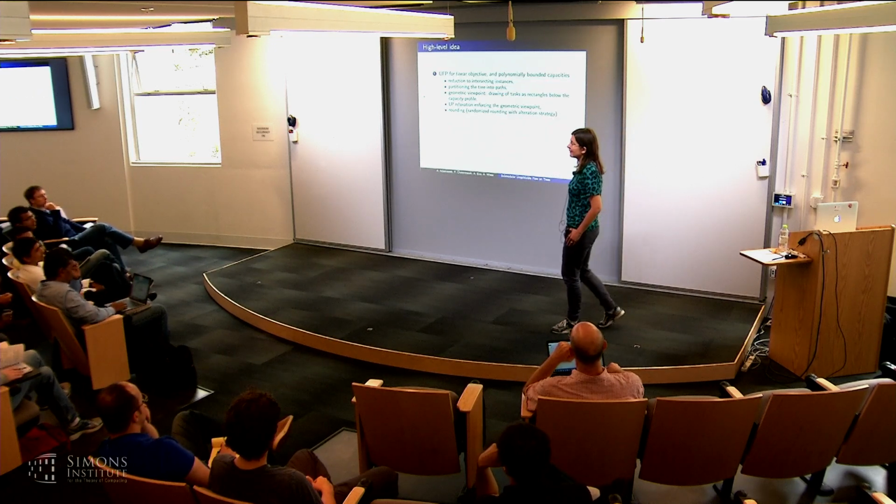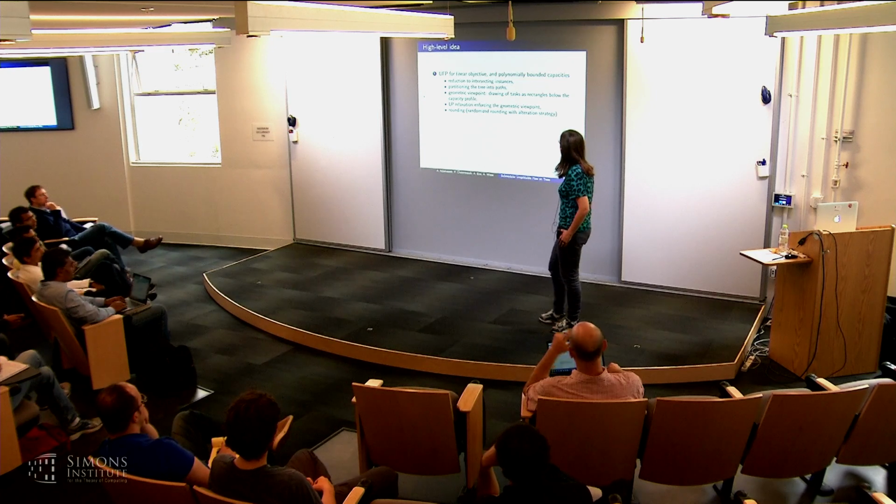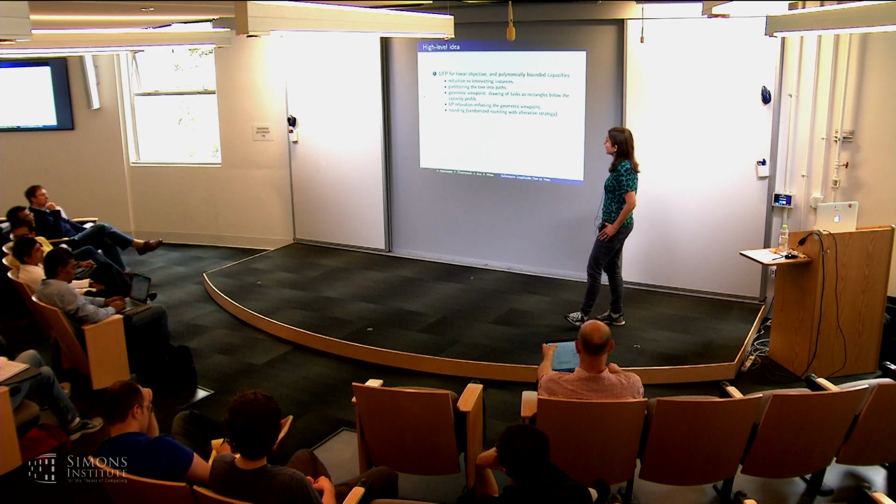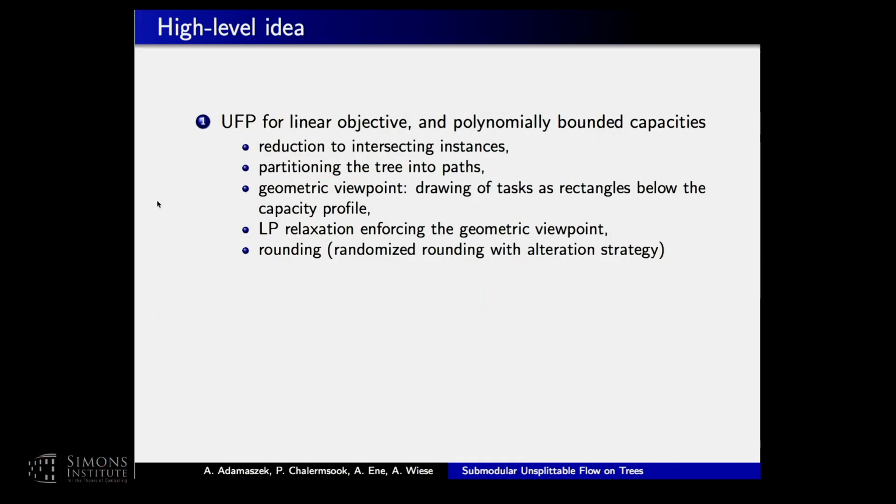Okay, so that's the high-level idea of our approach. We will start with an algorithm for linear objective and polynomially bounded capacities. And this algorithm will consist of a few steps. First, we will reduce our problem to intersecting instances. An intersecting instance is an instance where all the paths go through the root of the tree. And that's a standard step which has been done before.